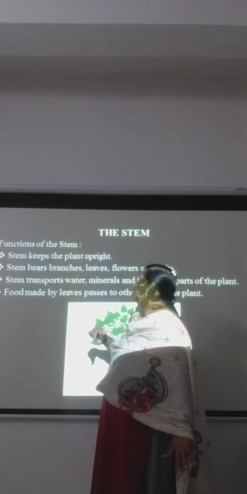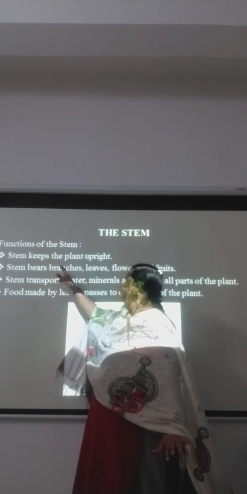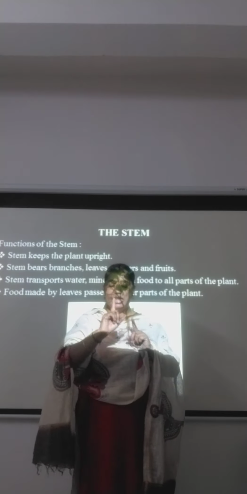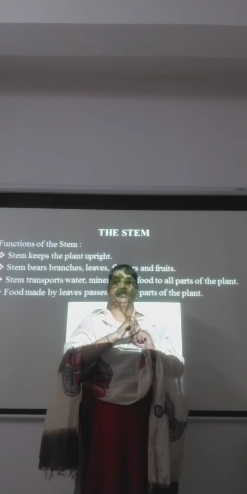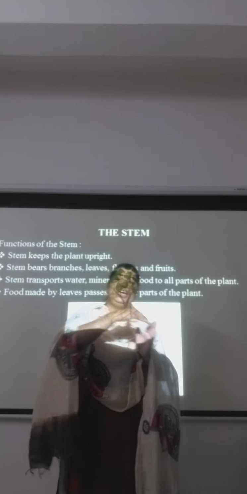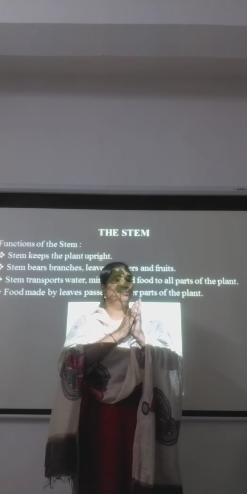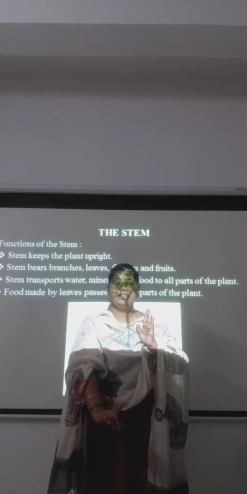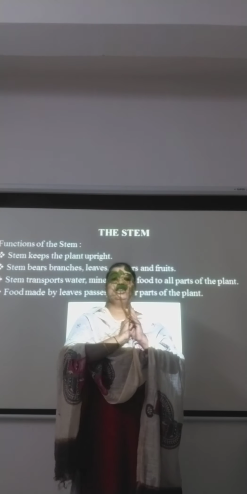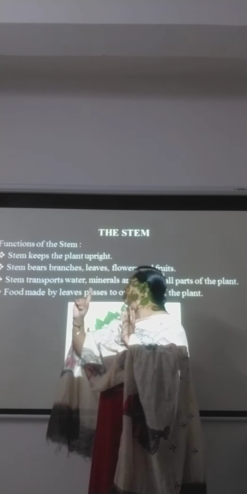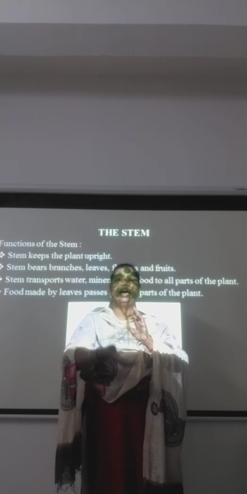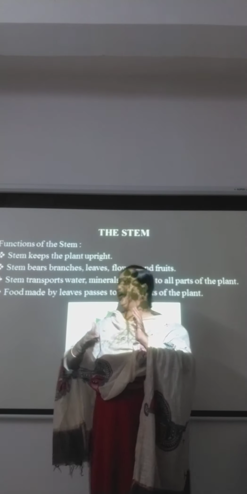Now let us see the functions of the stem, children. The first function is it keeps the plant upright. Upright means straight. Now can you see any plant which is always bent like a zigzag? No. Plants will always grow tall and straight. Now how is this possible? This is possible with the help of the stem. So the stem will allow the plant to grow straight.